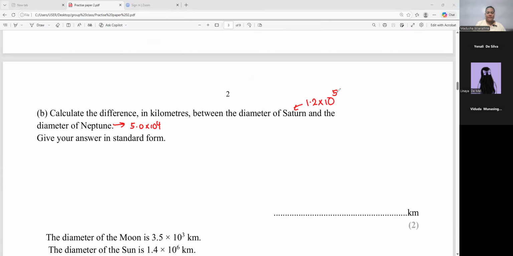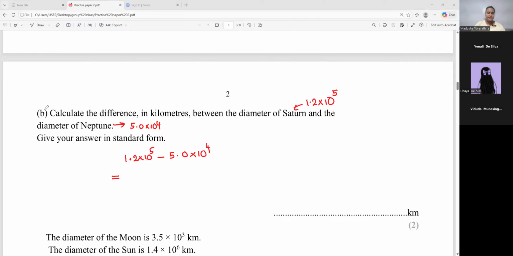Calculate the difference. So when we are finding the difference, usually what we do, highest number minus lowest number. So highest one is this 1.2 into 10 to the power 5. Lowest one is 5.0 into 10 to the power 4. Now when we subtract, we'll convert them into ordinary form or write both numbers with the same power. This is 10 to the power 5, this is 10 to the power 4. So we can't subtract if the powers are different.